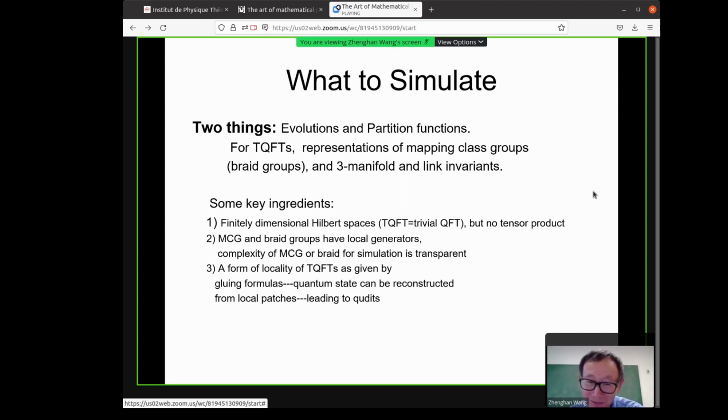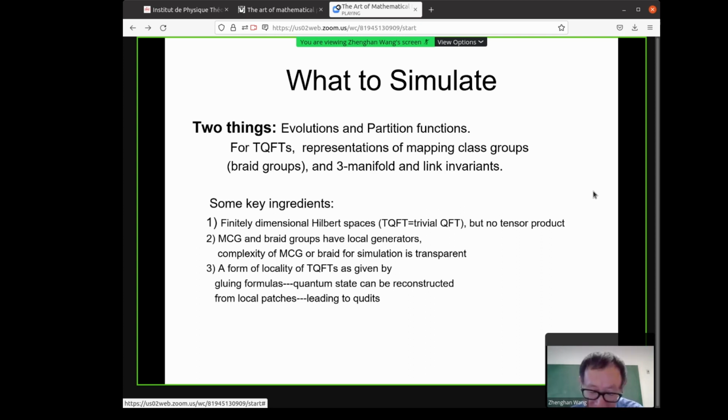I don't know exactly, but there are at least two things I want to think about. One is the unitary evolutions, and the other is the partition functions. So you basically want to simulate the evolution efficiently, and you want to approximate the partition functions efficiently.